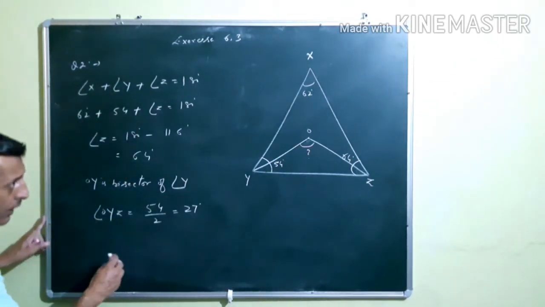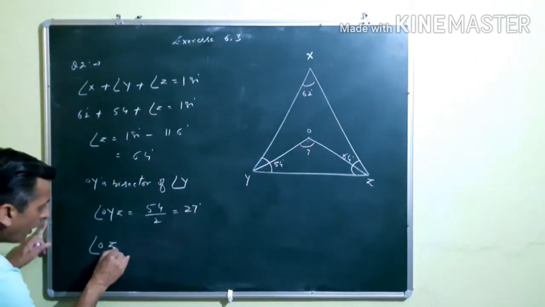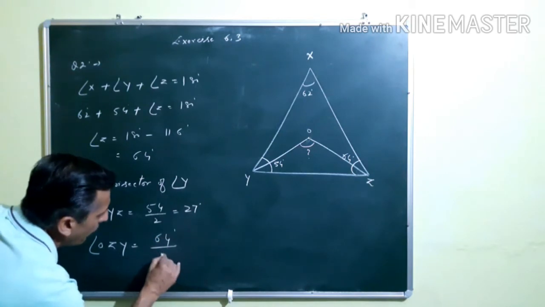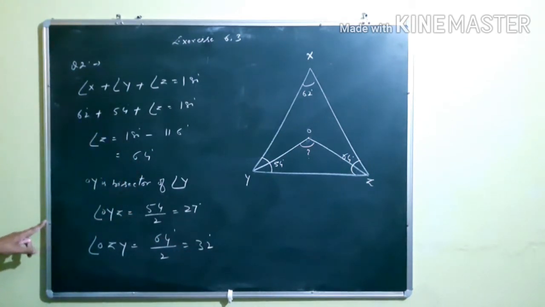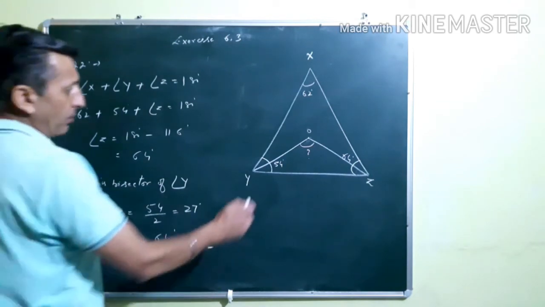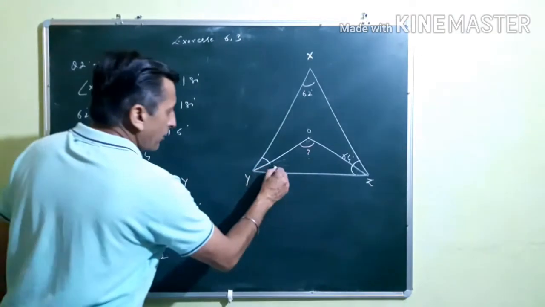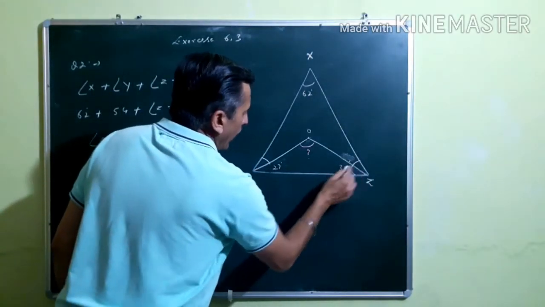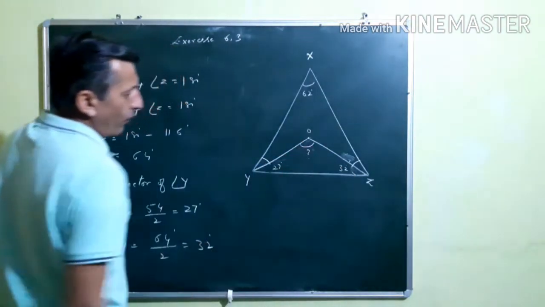Okay, so that's why angle OZY is equal to 64 degree upon 2, that means it is equal to again 32 degree. Okay, so now this will be known, this lower angle is equal to your 27 degree, and this will be equal to your 32 degree, and we have to find this one. Once again, sum of all these 3 angles is equal to 180 degree.